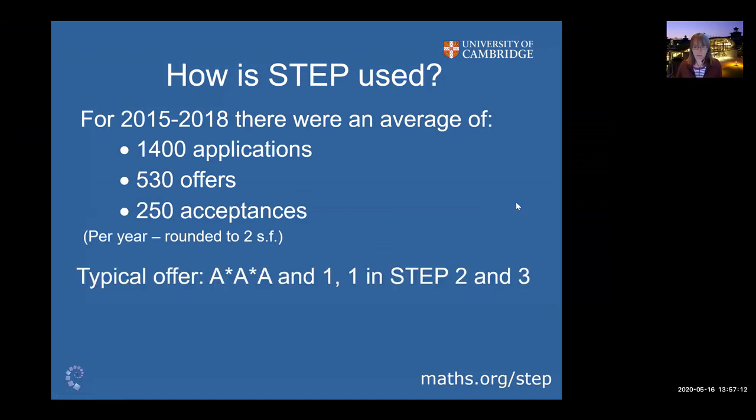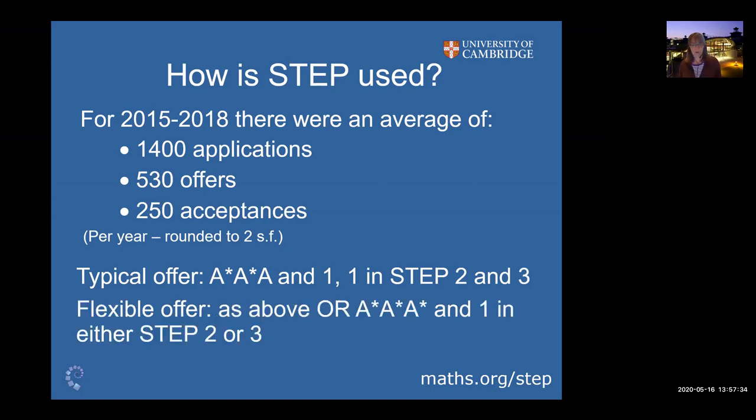The typical offer, which you've probably heard of already, but I'm just going to reiterate it. The typical offer for doing maths at Cambridge is A star, A star, A in your A levels, and a grade one and a grade one in STEP 2 and STEP 3. So as I've talked about before, there are four grades in STEP. Highest is grade S.